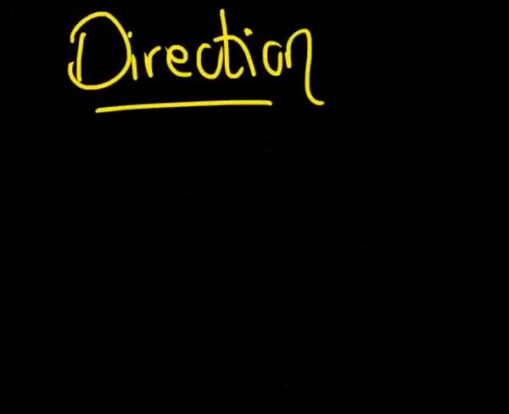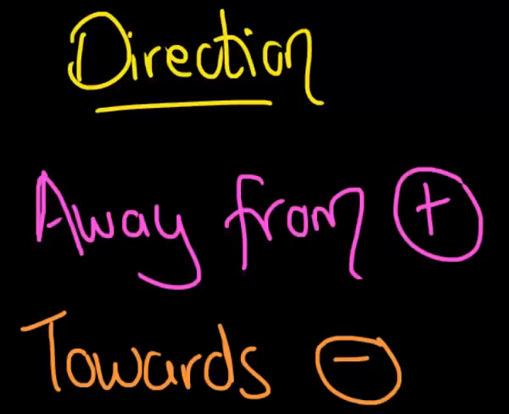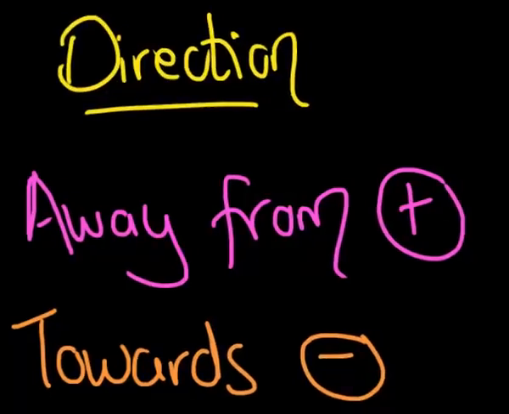Now as said, our electric field is a vector quantity, so it's going to have a direction as well. Now this direction is constant. It will always be in the following way. Our direction always points away from a positive, but it will go towards a negative. So away from positive and towards negative, that is always going to be the direction for an electric field.